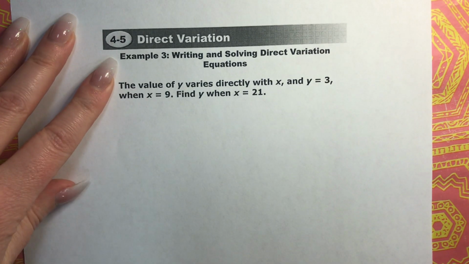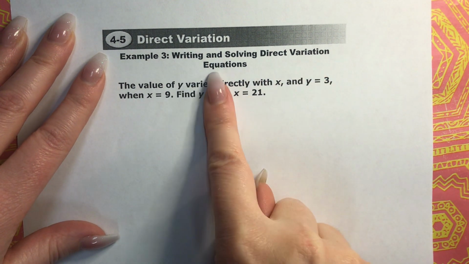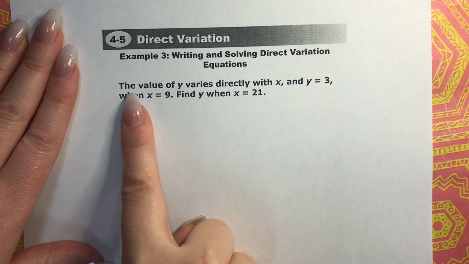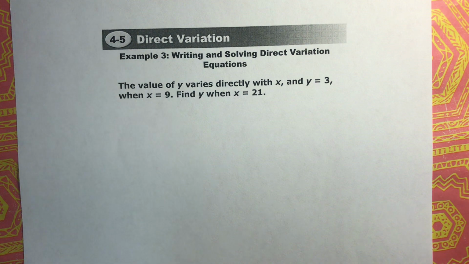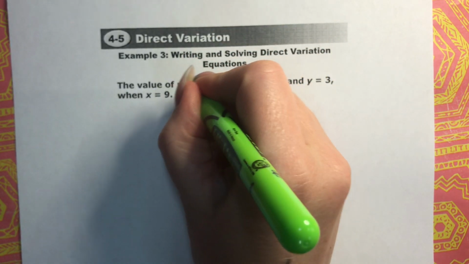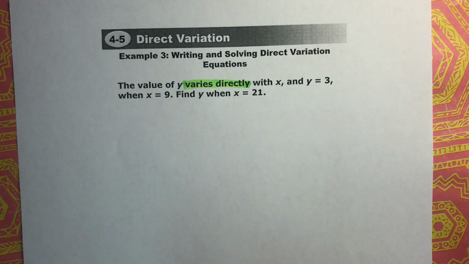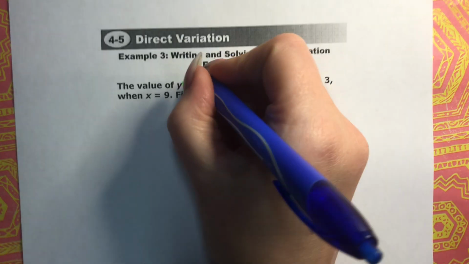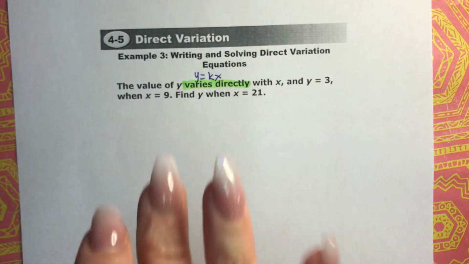Right, let's look at example 3. So we're writing and solving direct variation equations. What this says, the value of y varies directly. Whoa, wait, those key words, varies directly. Whenever you see that, you know automatically you are dealing with a y equals kx. You're dealing with a direct variation.